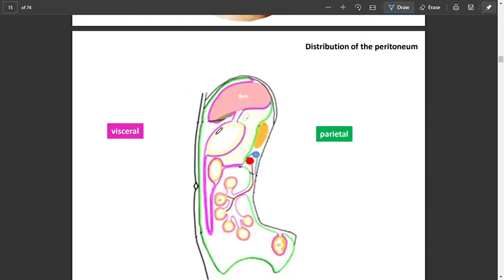So let's move forward. First of all, I'll clear your concept about the visceral and the parietal peritoneum. As you can see, in the pink there's the visceral peritoneum, and in the green there's parietal peritoneum. The peritoneum which is attached to the organs is the visceral peritoneum. As you can see, this is the liver. It is attached to the liver, and it is pink and it is visceral. And the peritoneum surrounding the wall, the anterior abdominal wall and posterior abdominal wall, is the parietal peritoneum.